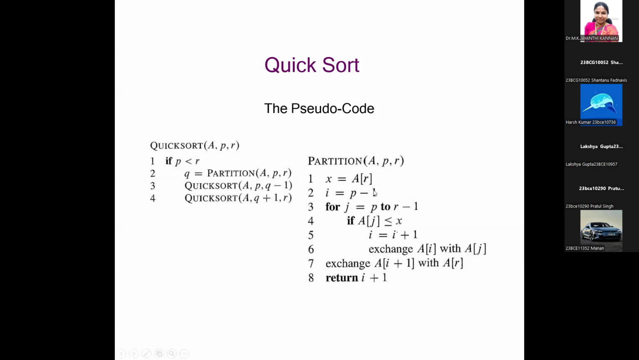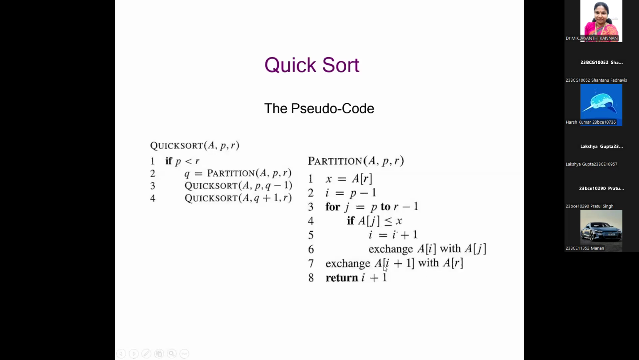If you take the partitioning algorithm, we take the array, first index and the last index. X equals A of R, the last element. I equals P minus 1, that is the zeroth index. For J equals P to R minus 1, the last element: if A of J is less than or equal to X. X is A of R, where A of R is the last index position. If A of J, starting from P, is less than or equal to X, the last element, then I equals I plus 1, then call the swap process, exchange A of I with A of J.